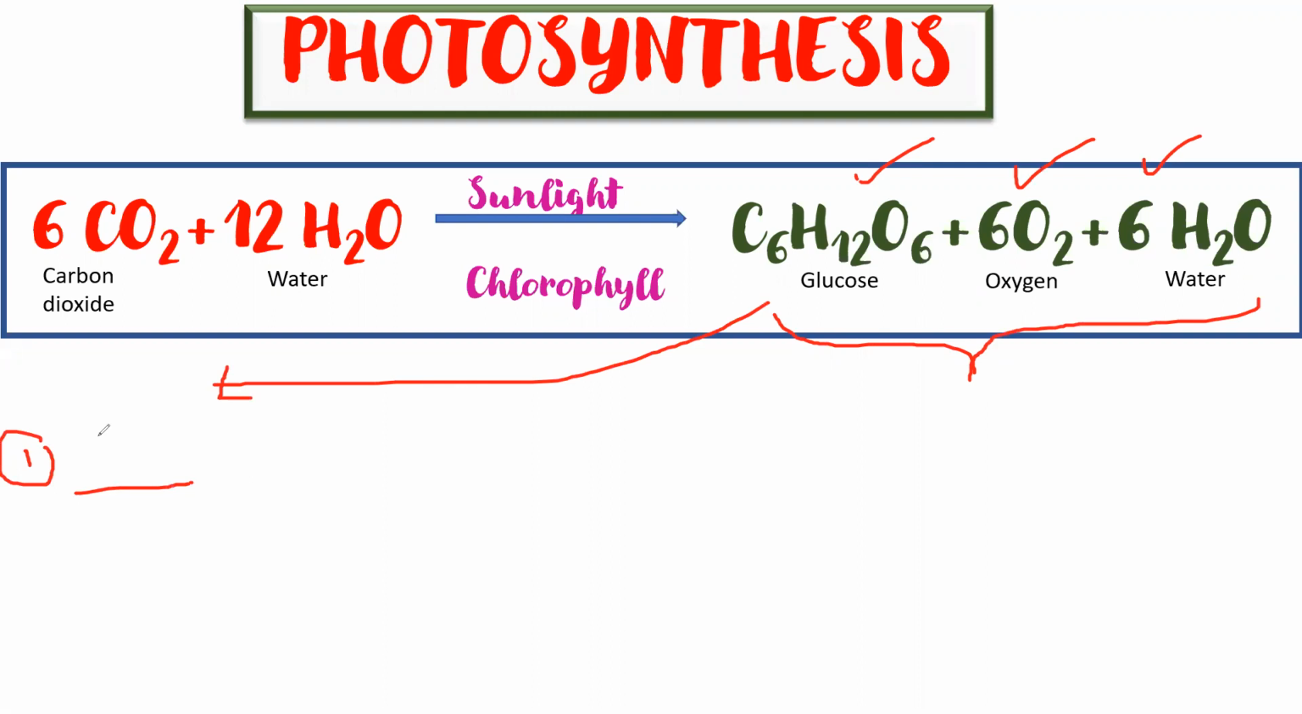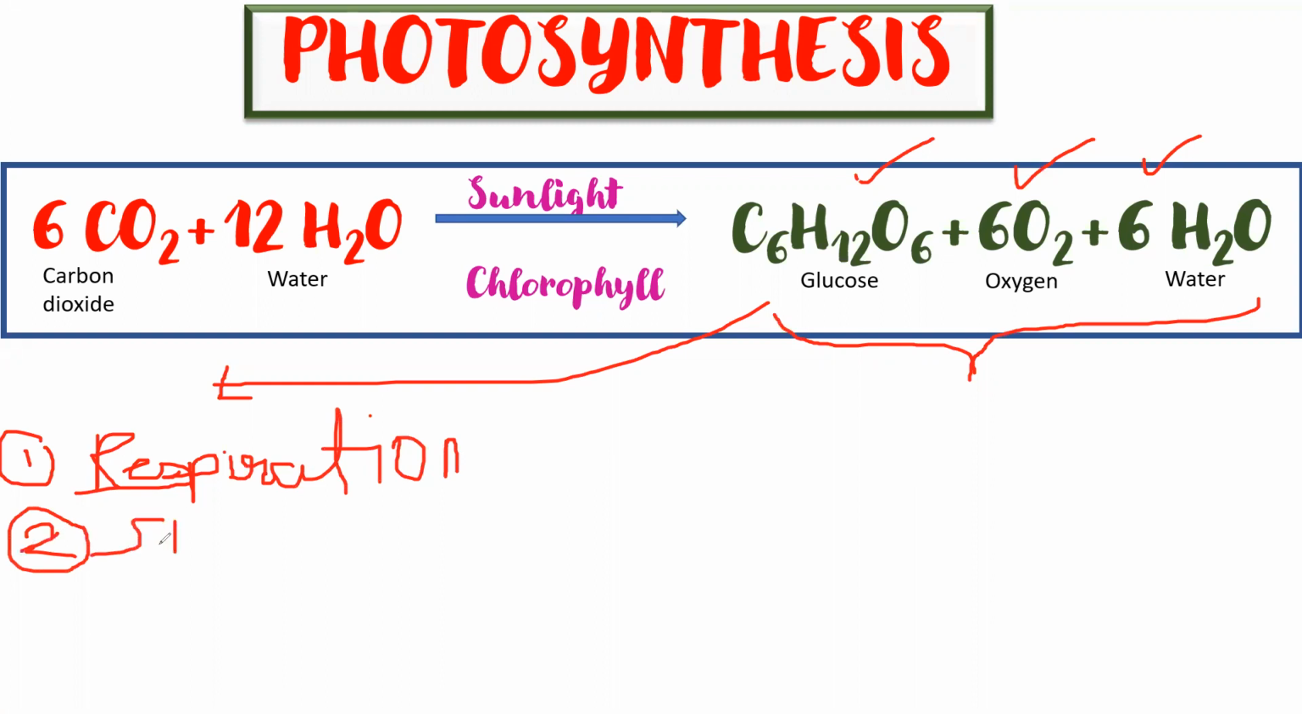If you remember respiration, respiration is the process in which glucose is used up to produce energy, that is ATP. So this particular glucose will be used in respiration, or simply cells will use it for producing energy, or it is converted into starch. It will be converted into starch and stored in the leaf cells. And third, it is converted into sucrose.